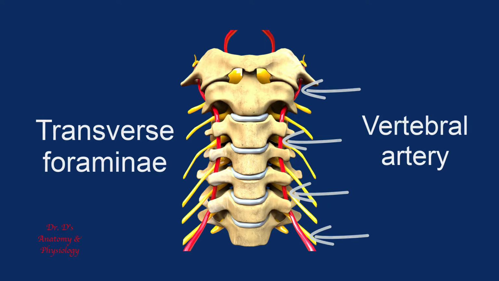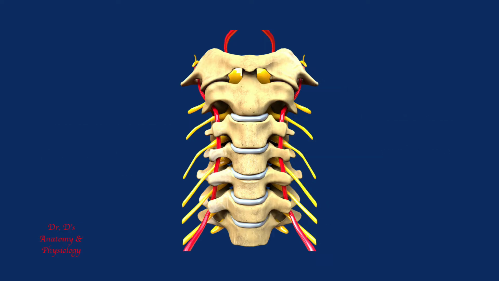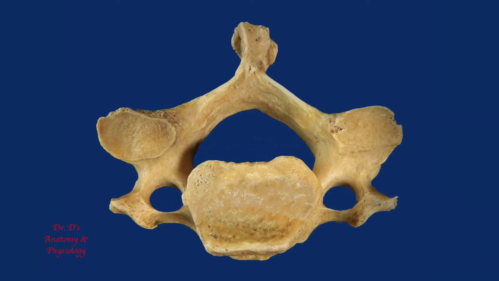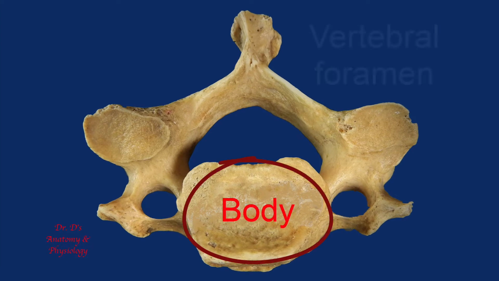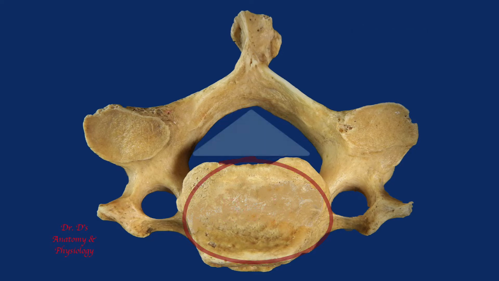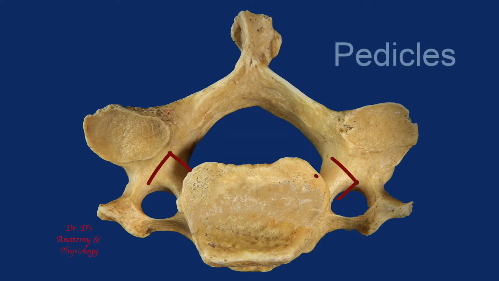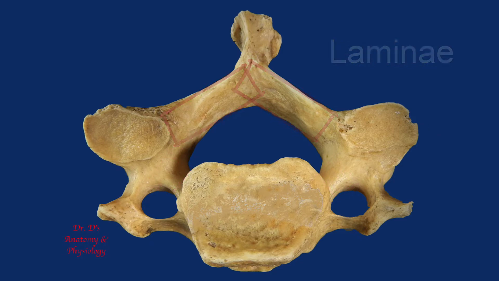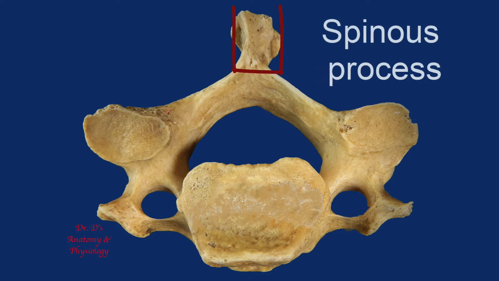We can take a closer look at this feature using this cervical vertebra, but also let's look at some of the other general features. So we have our body and our vertebral foramen. Notice the relative size of the body compared to the vertebral foramen. Notice that the shape of the vertebral foramen is triangular. Here we can see the pedicles of the neural arch, and here are the laminae. On the top of the neural arch we have the spinous process.